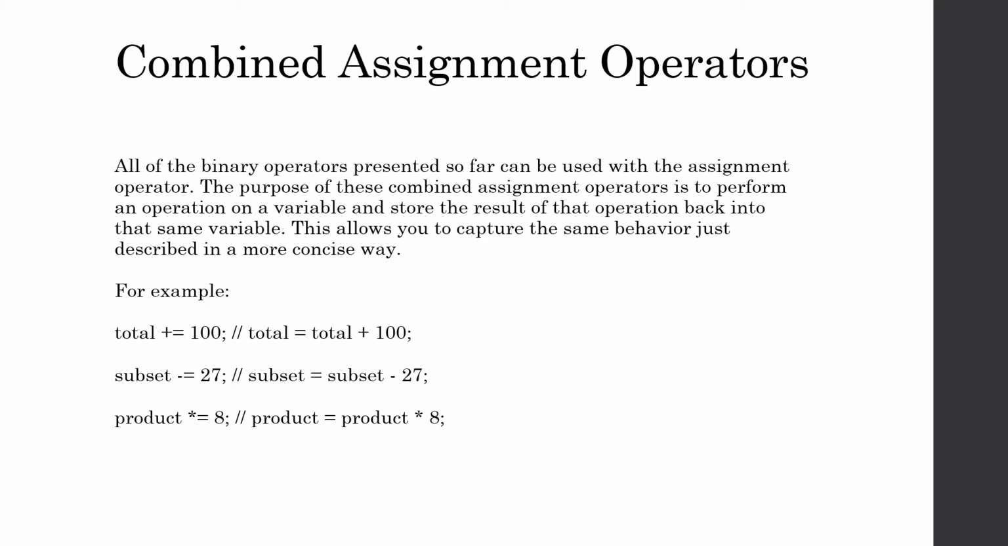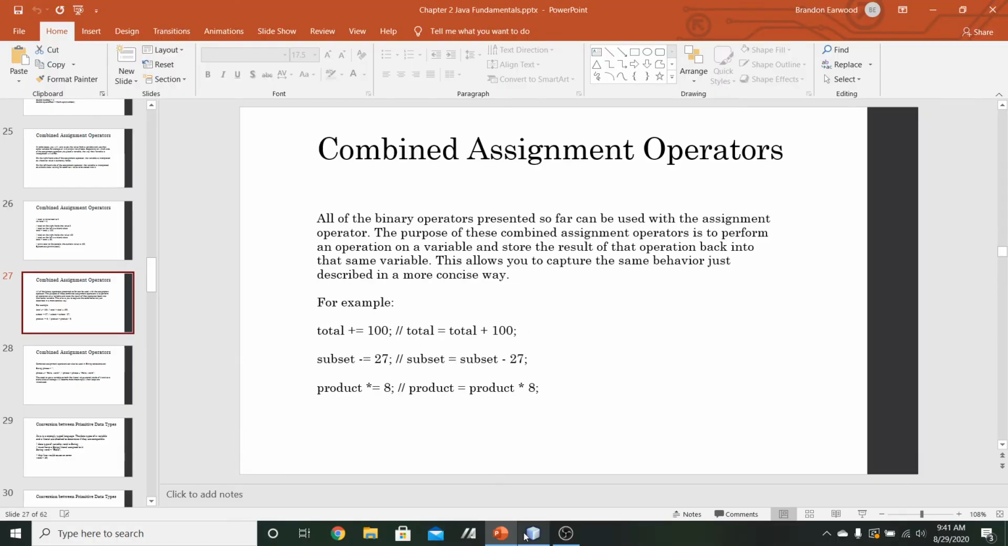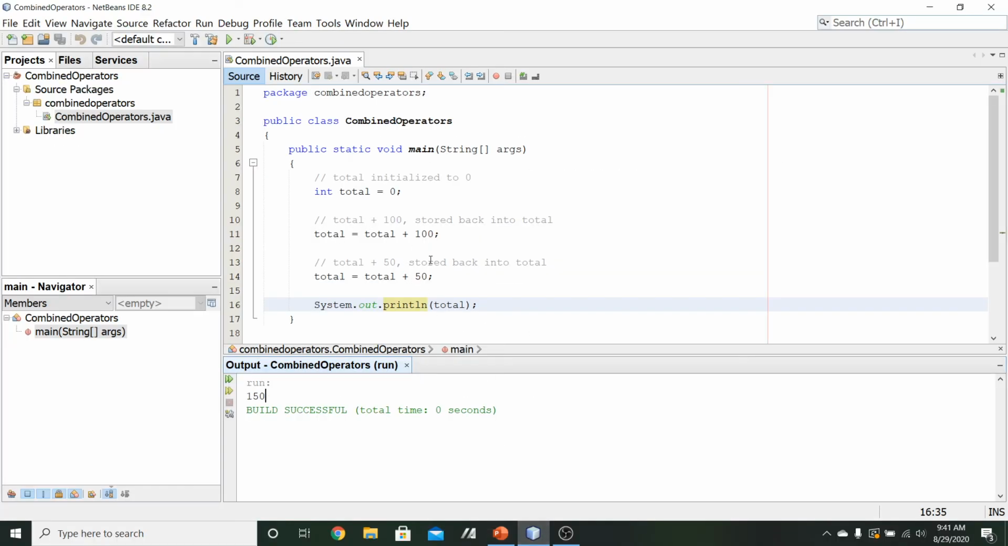We can see that we've got total plus equals 100, and then I've got a comment that basically shows what that statement actually means. That's basically the equivalent of total equals total plus 100. So if we come over to our program, we can modify these two lines to go ahead and do that. Let's say that we comment this out, and right in front of it, we'll write in total plus equals 100. So now we're going to use the combined assignment operator plus equals to accomplish this behavior in a more concise or more compact way.